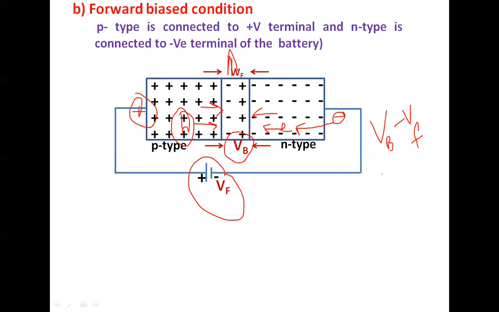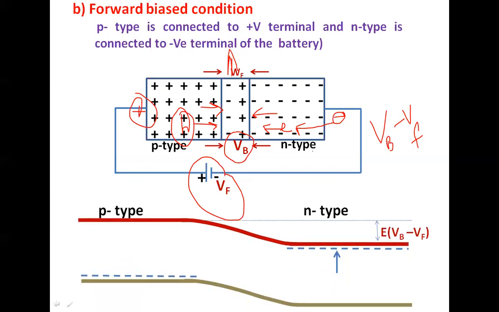Now let us see what will happen to the energy band diagram in case of forward bias. We have connected the negative terminal to the n region, so we can assume that electrons are injected into this n region. Means what? The position of the Fermi energy level goes up. Or in other words, you can understand the same concept with the resultant potential in case of forward bias. The resultant potential is VB minus VF.